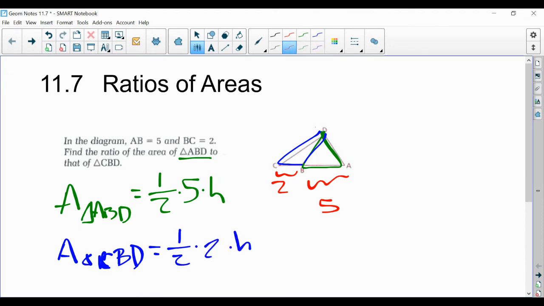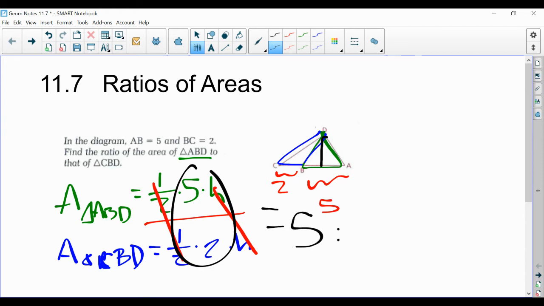Now, since we don't know what the height is, we can't find the actual numbers and then write them as a ratio. But if I put these two things in a ratio, notice that the 1/2s cancel. The h's also cancel. It's the same height. I didn't use a different variable because the height of the green triangle and the height of the blue triangle are the exact same height. So that's why they're both h, and that's why they can cancel. And I'm left with a ratio of just 5:2.